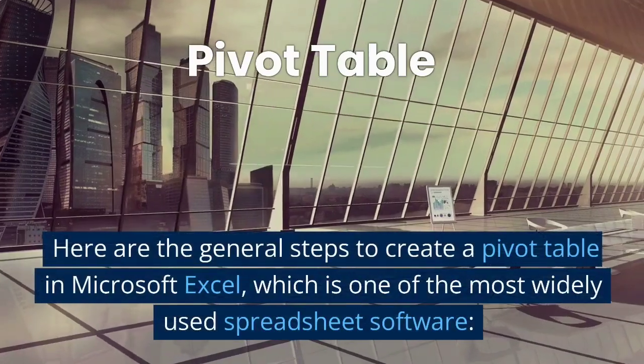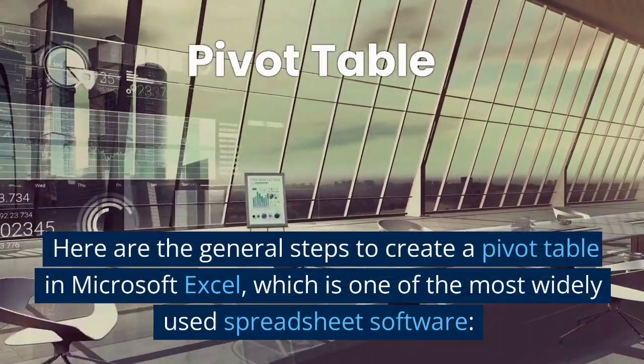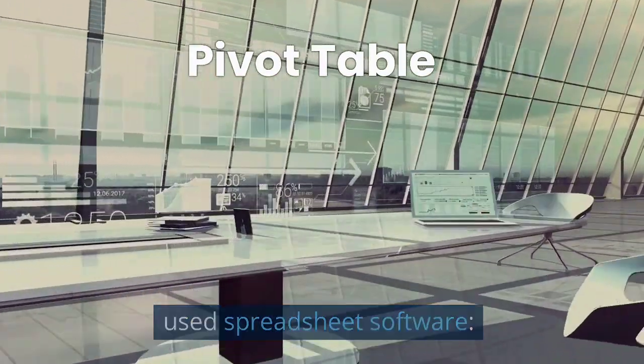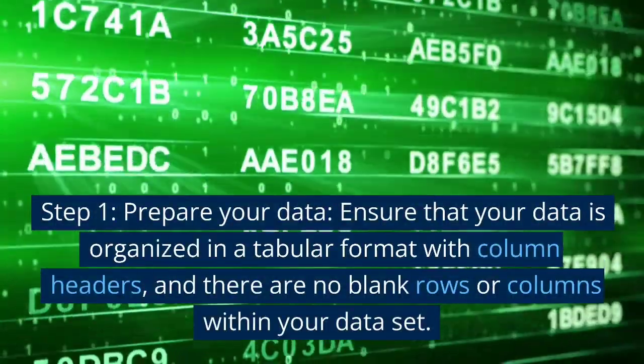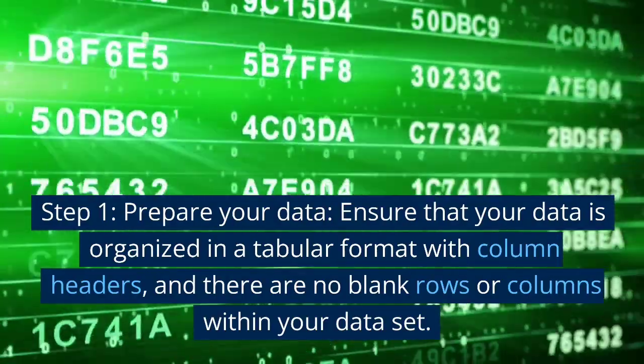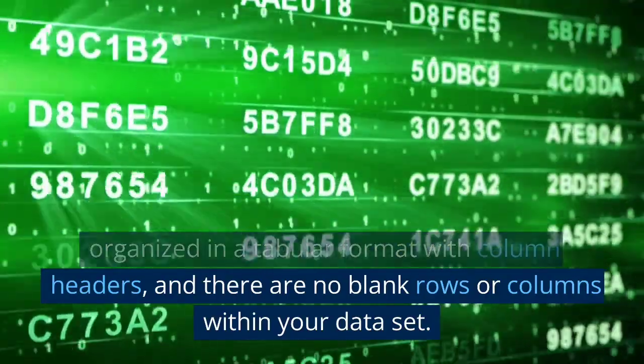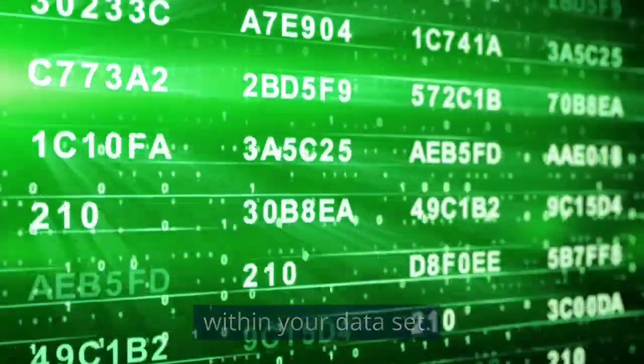Here are the general steps to create a pivot table in Microsoft Excel, which is one of the most widely used spreadsheet software. Step 1. Prepare your data. Ensure that your data is organized in a tabular format with column headers, and there are no blank rows or columns within your data set.